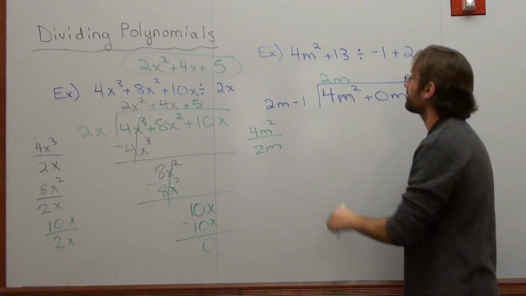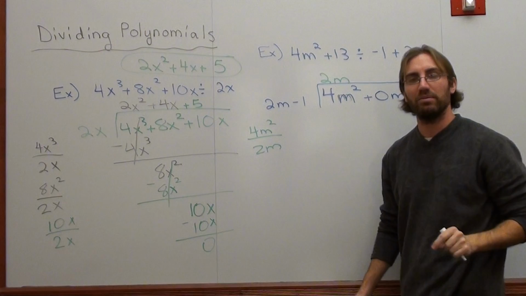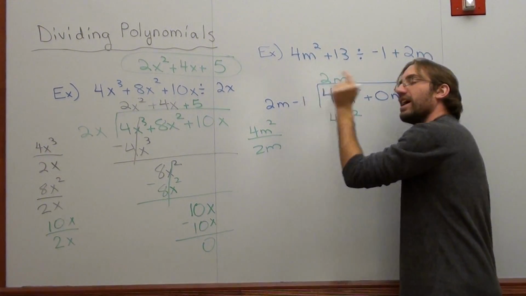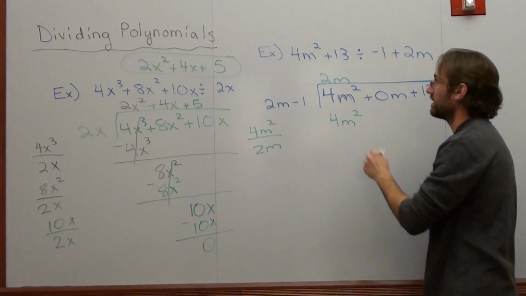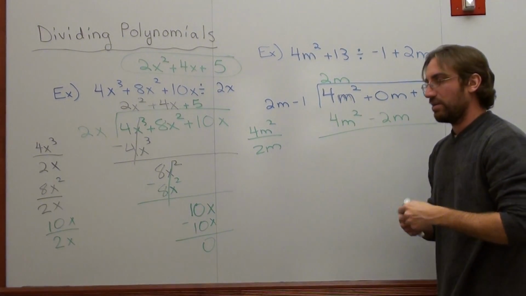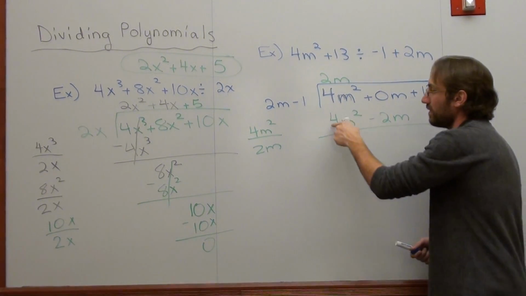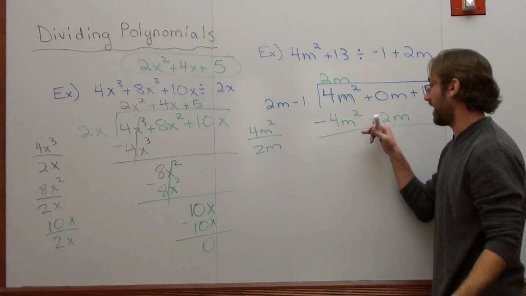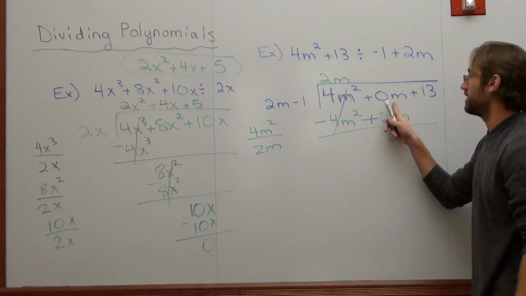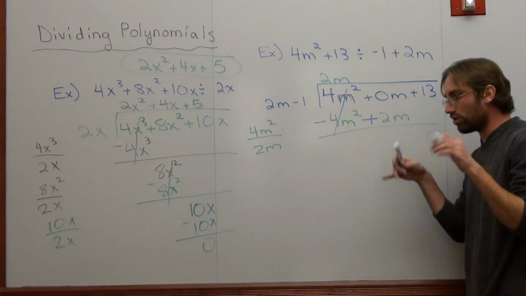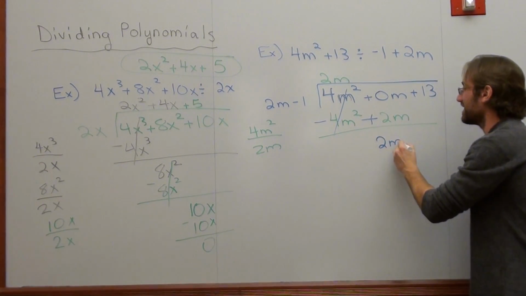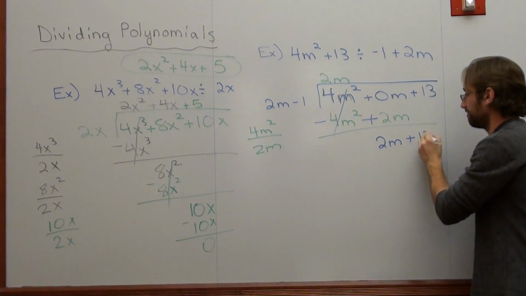Here's the tricky part. You take 2m times 2m, which is 4m squared. You take 2m times negative 1, which a lot of students will forget, and that's negative 2m. Now you're going to take the difference of both of them, but that's tricky for students. This was a positive, so you make it a negative, and this was a negative, so you make it a positive. 0 monkeys plus 2 monkeys is 2 monkeys, and then you drop the next term, which is plus 13.